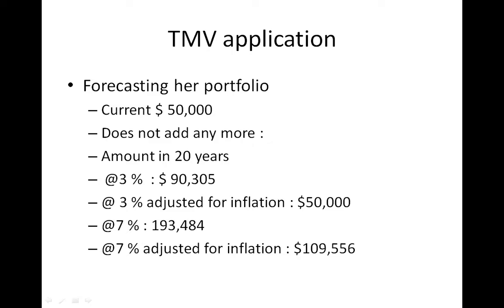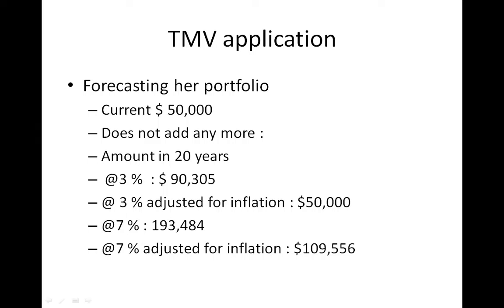What if we say that somebody invested in some place and they made 7%, what would that number be now? Well, the 50,000 then would be 193,484, and again, adjusting for inflation would mean that instead of growing at 7%, it will grow at 7 minus 3, 4%, and that's what the number would be.